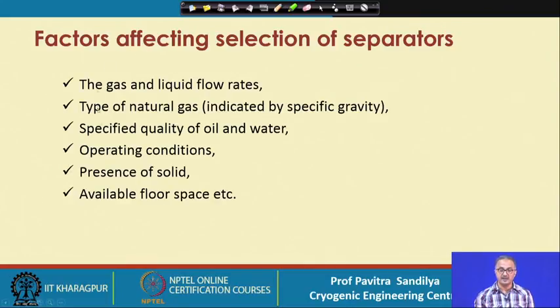Then these are some of the factors which affect the selection of the separators: gas and liquid flow rates, the type of natural gas indicated by the specific gravity, the specified quality of oil and water, then operating conditions, the presence of solids and available floor space.